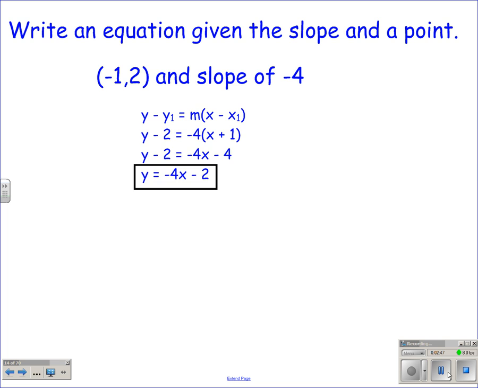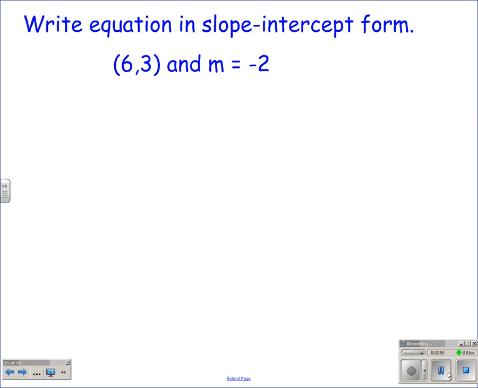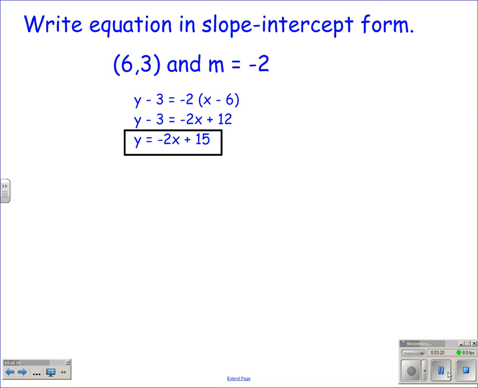We transformed it very easily into slope-intercept. Let's try another equation, the point 6, 3 and a slope of -2. So once again, start out in point slope form. We'll have y minus 3 equals -2 times the quantity x minus 6. Use your distributive property on the right-hand side so that you have y minus 3 equals -2x plus 12. And then get your constants together on the right-hand side so that you have y equals -2x plus 15. This equation, y equals -2x plus 15, is in slope-intercept form.